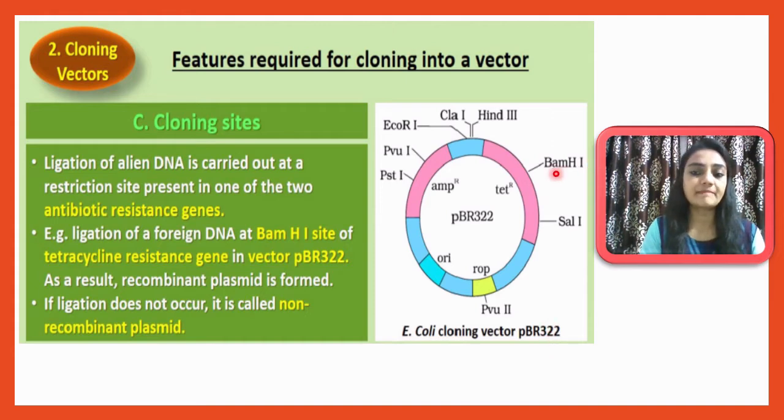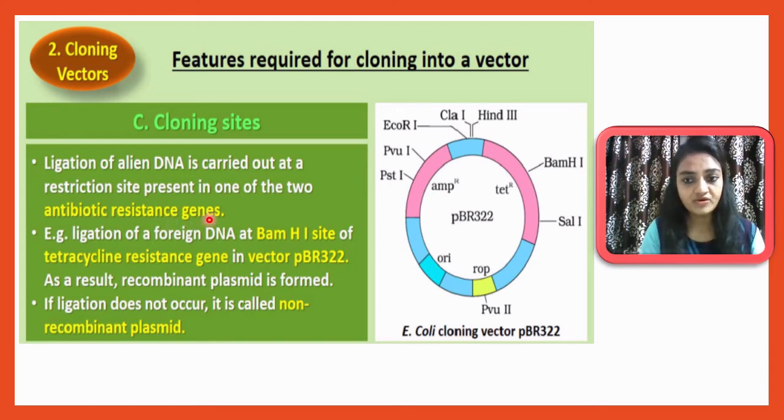As I apply BamHI, what happens? BamHI will recognize this recognition site and cut it, and as a result this plasmid will be cut from here. The place where it is cut is where ligation of alien DNA will occur. Whatever desirable character gene I want to enter inside this plasmid will enter over here only. So ligation of alien DNA is carried out at a restriction site present in one of the two antibiotic resistance genes.